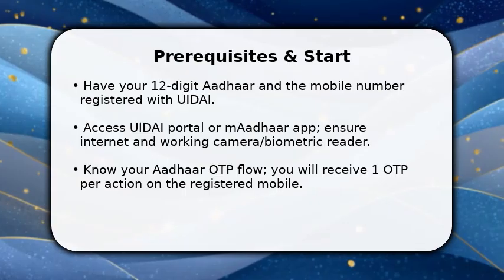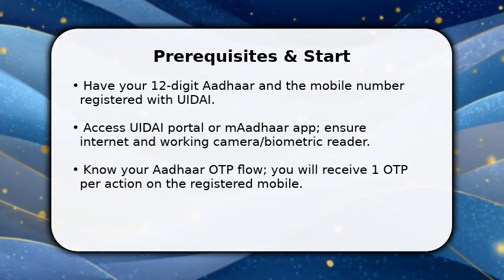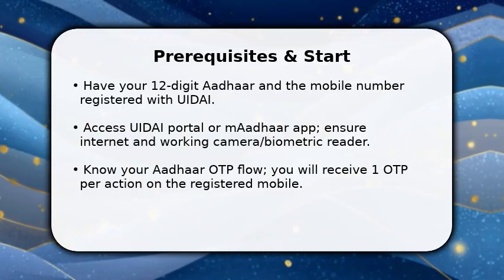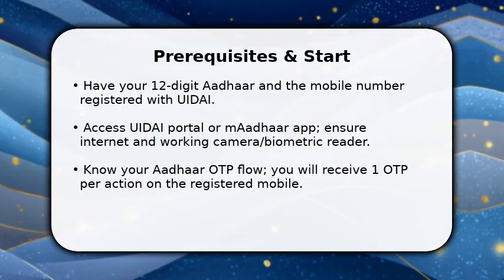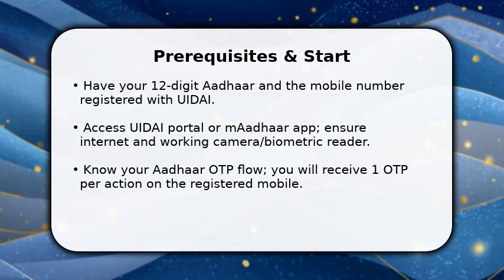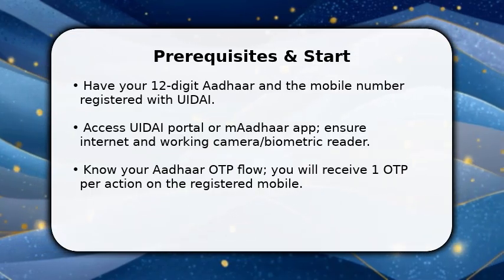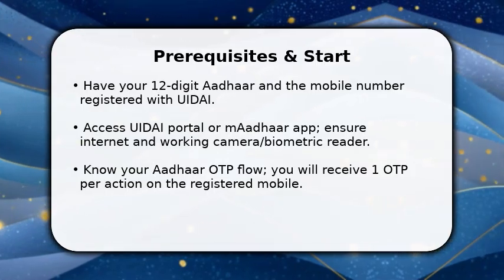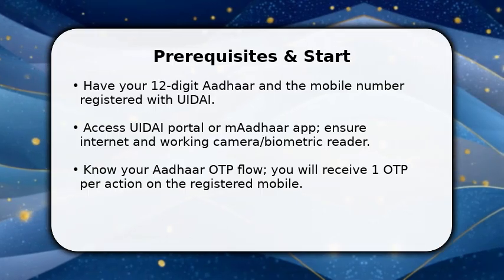You start with 3 essentials: your 12-digit Aadhaar, the mobile number registered with Aadhaar, and access to the Aadhaar portal or Aadhaar app. Once logged in, choose the Biometric Lock/Unlock service to begin. Make sure your phone can receive OTPs because every change requires one. You do this now to prevent biometric authentication.